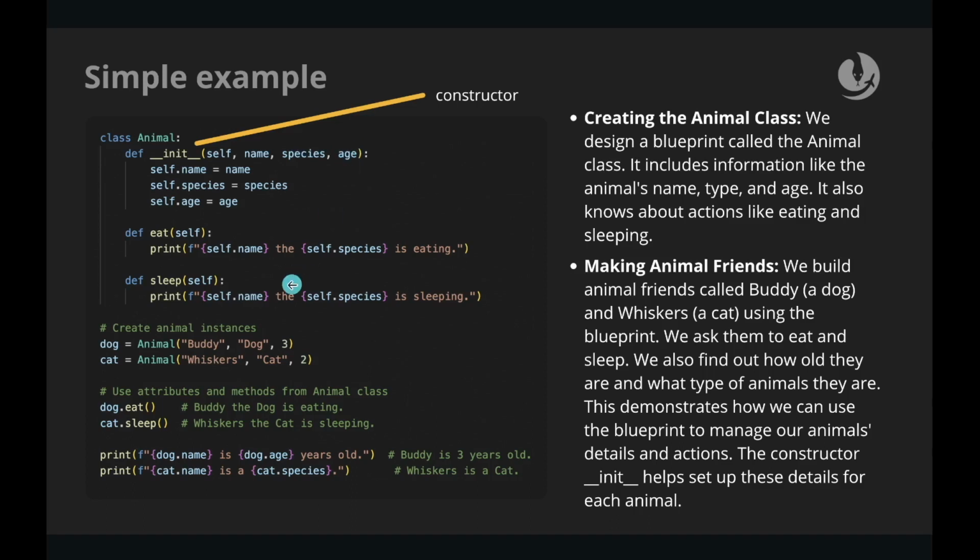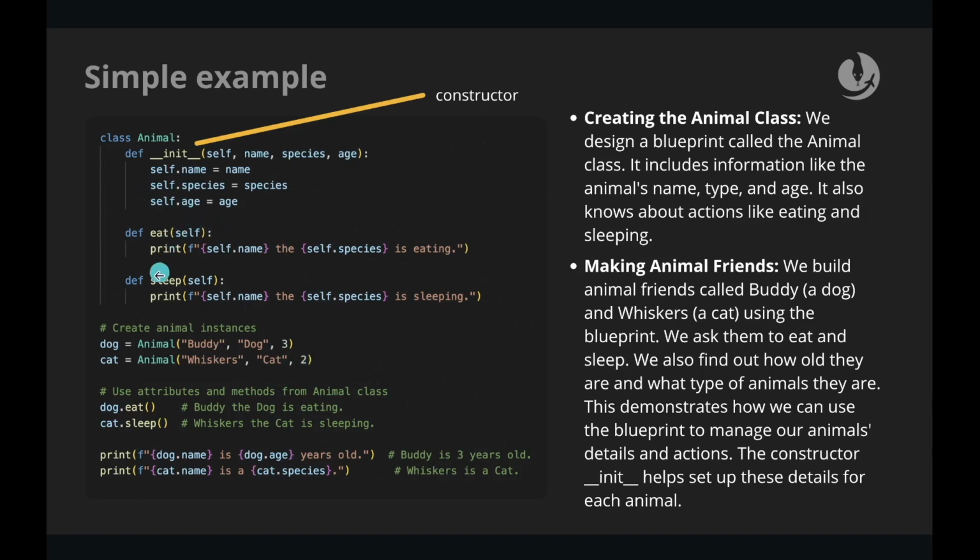And the age is going to be 3. So to sum up, over here we have created a dog named Buddy at the age of 3 years. Below, we are creating a cat. Okay, so again, cat refers to the species, the name is Whiskers, and the age is 2.